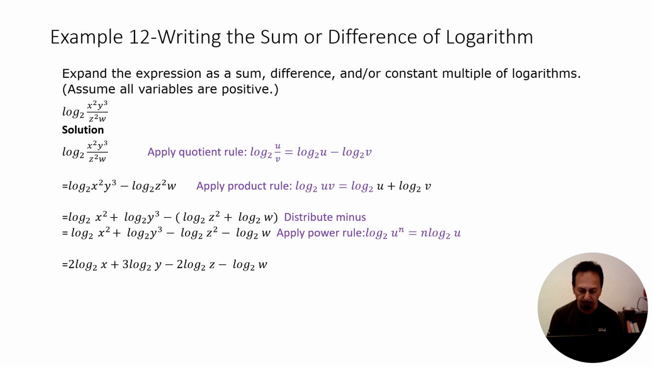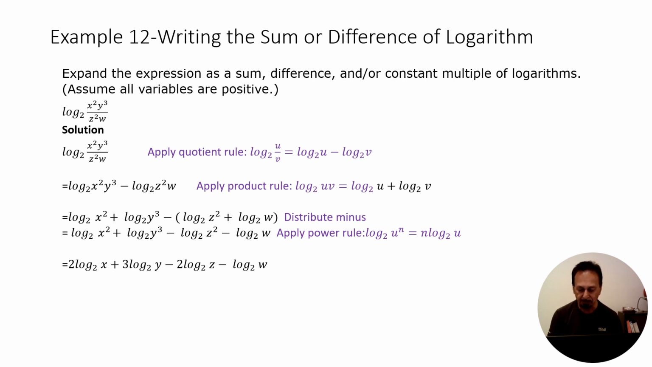So we can write log base 2 and then write the numerator, and accordingly put a minus here, then write log base 2 again and write the denominator. Now if you look at each logarithm, inside each log we have multiplication: x squared and y cubed, and z squared and w. So on each log we're going to apply the product rule. The product rule says log of uv base 2 is log of u base 2 plus log of v base 2. So I can write log of x squared y cubed as log of x squared base 2, plus log of y cubed base 2.